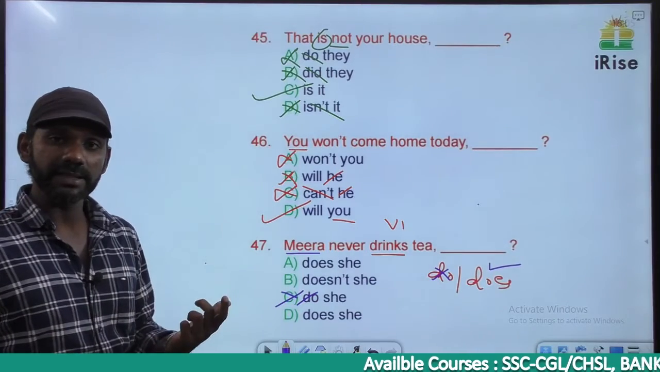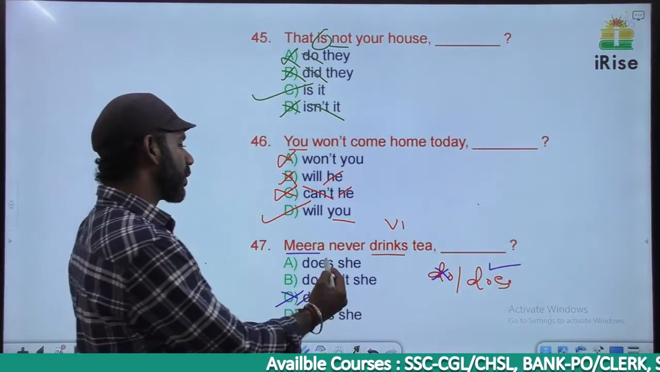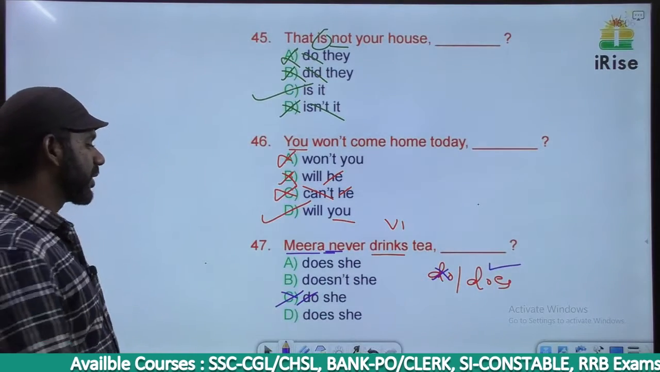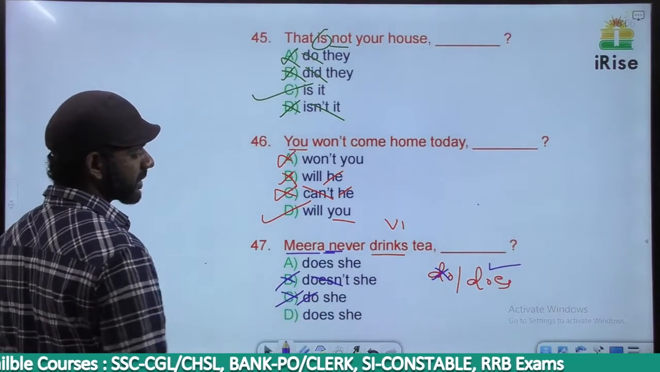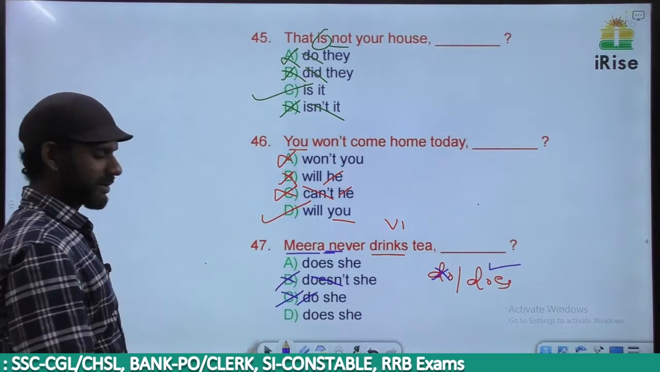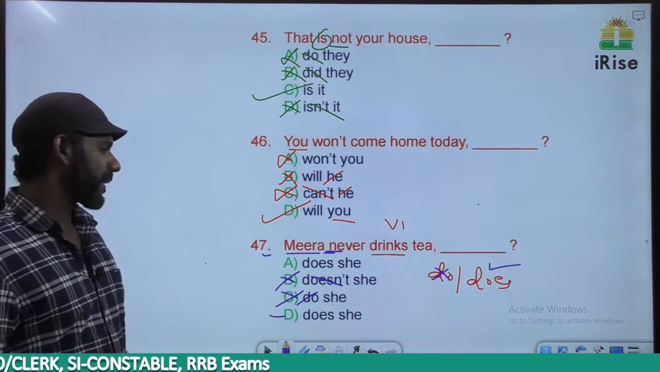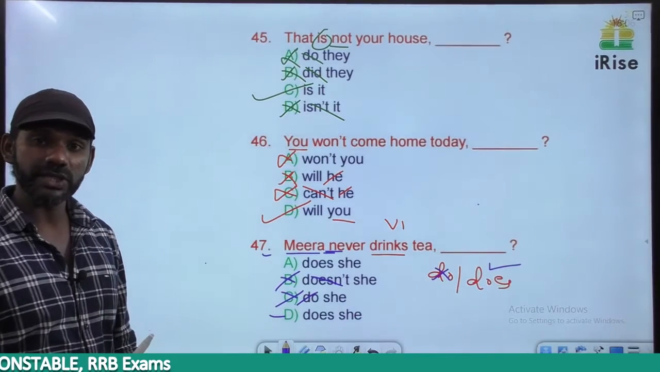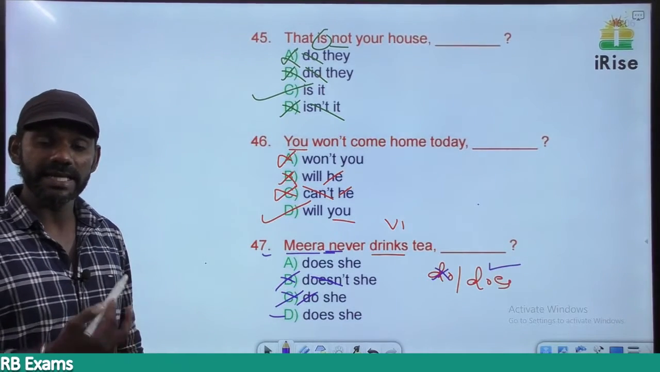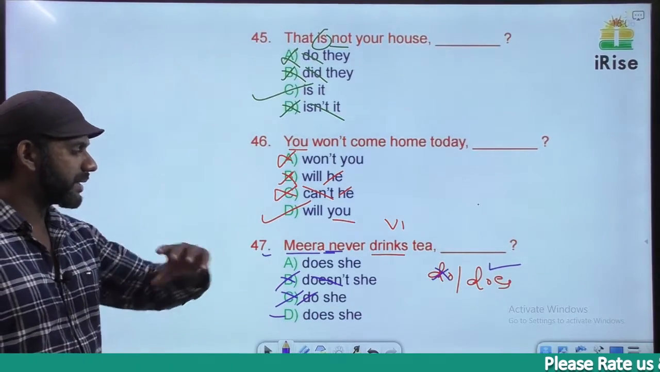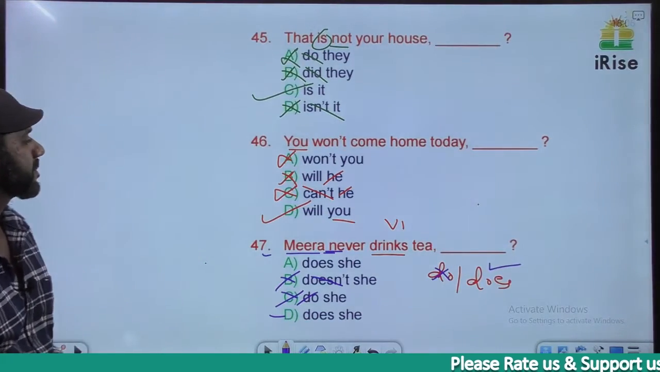Now, Meera never drinks tea. Do we have an N-word in the sentence? Never is an N-word. So we have an N-word in the sentence. In the tag, there should not be an N-word. Based on that, doesn't she is eliminated. A and D are the same actually. It could be a printing mistake. Only one is correct. Meera never drinks tea, does she? That means, does she drink tea?